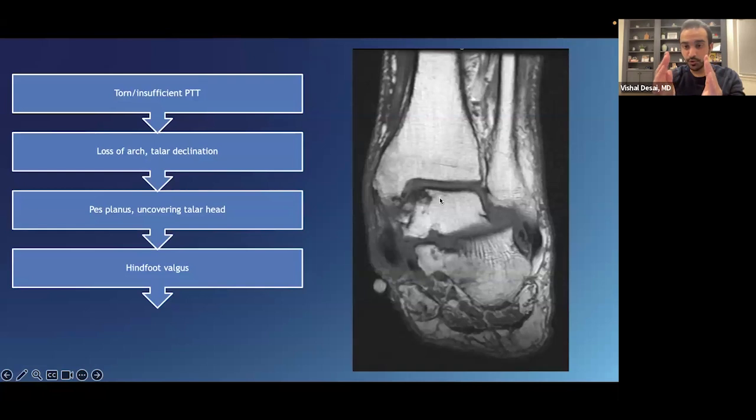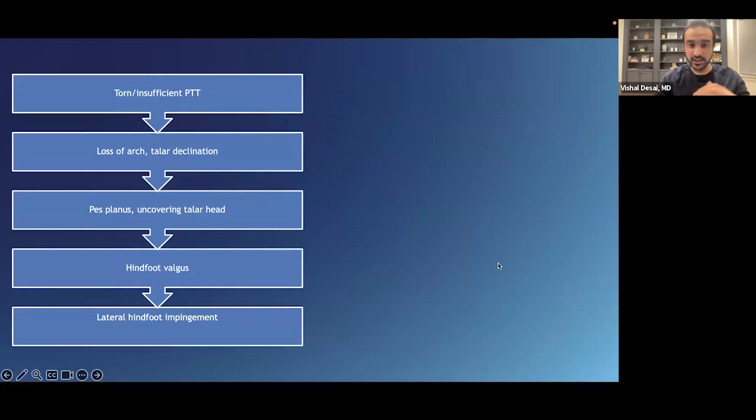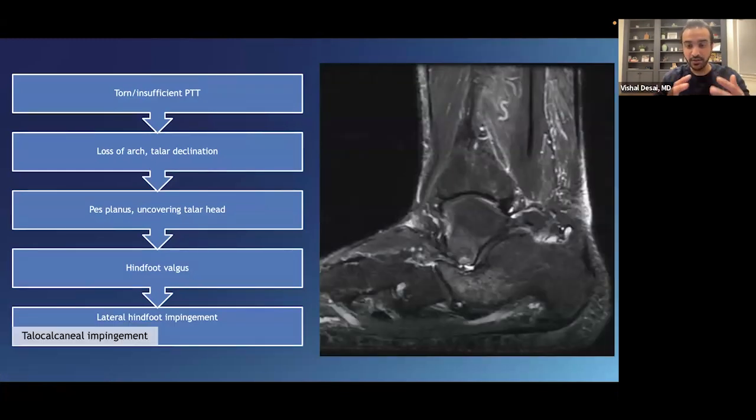Normally on your mortise view of your radiographs or last few or posterior slices on CT and MRI, the tibia, the talus, and calcaneus are almost completely lined up. In this case, we have a clear valgus deformity. Once you go into that valgus deformity and everything's sort of out of alignment, you end up with pseudo-articulations.